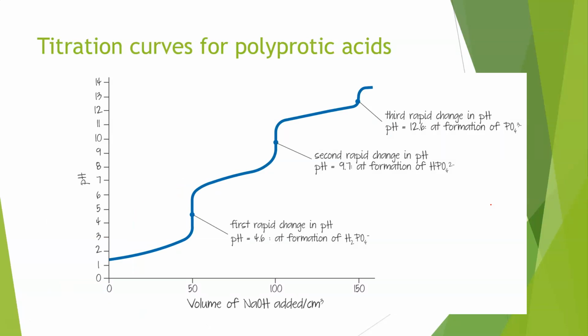Titration curves for polyprotic acids you just have to be able to recognize, and these essentially will have multiple equivalence points, one for each stage of the ionization. The first one will be the strongest, the first ionization. This is for H3PO4, so this one will be at the formation of the H2PO4- ion. And then the second will be at the loss of the second proton, so HPO4 2-, and then the third will be at the formation of a PO4 3- ion. And you can see with each one it's getting more basic as the nature of the anion changes.